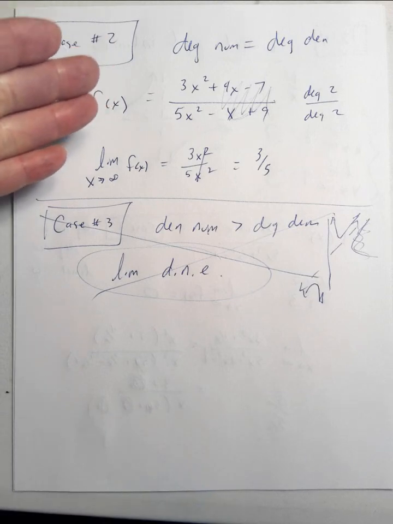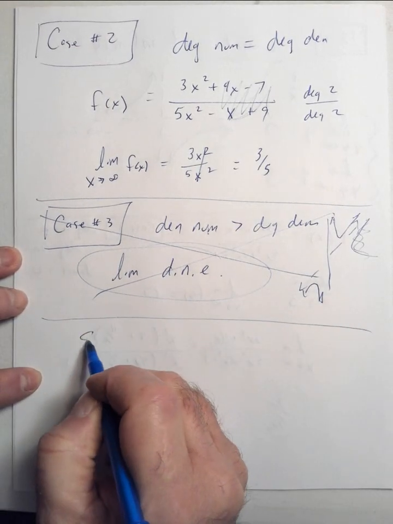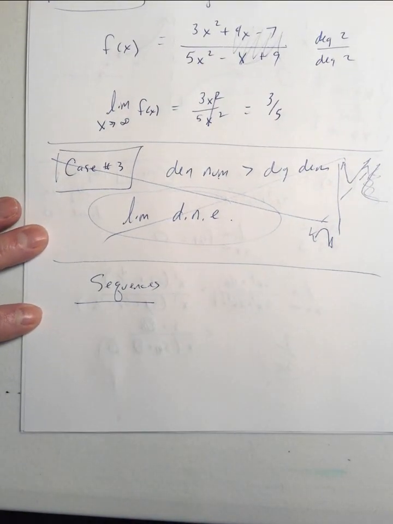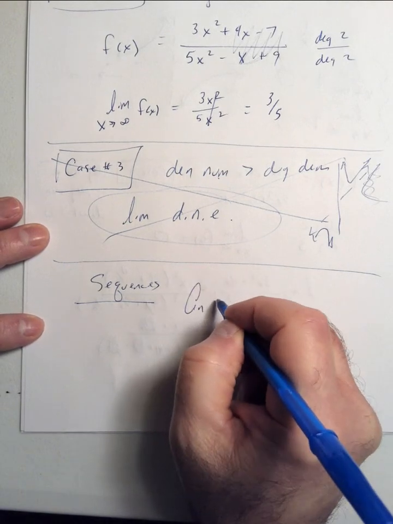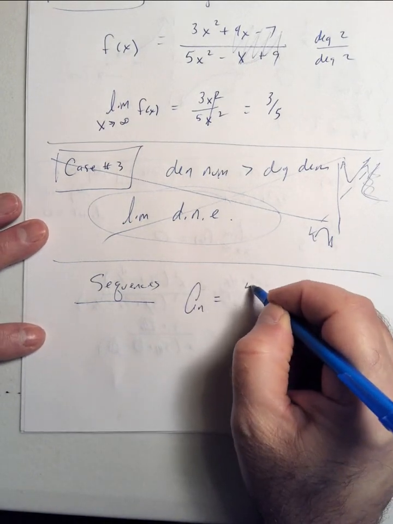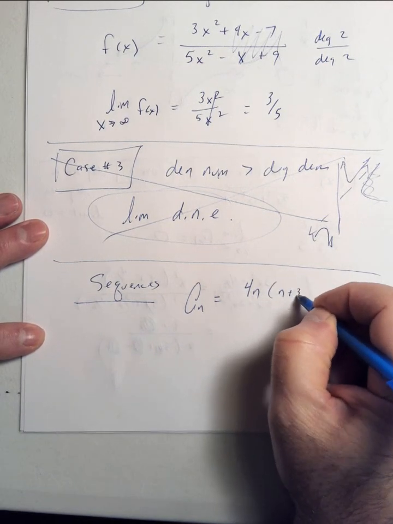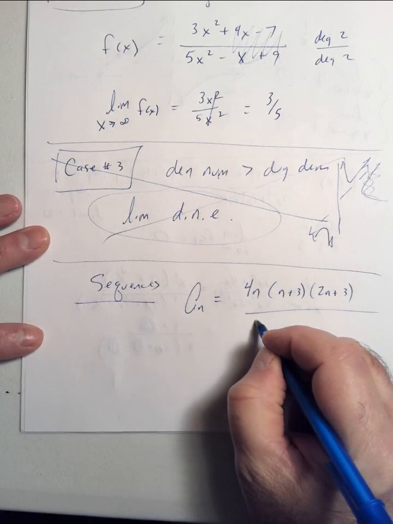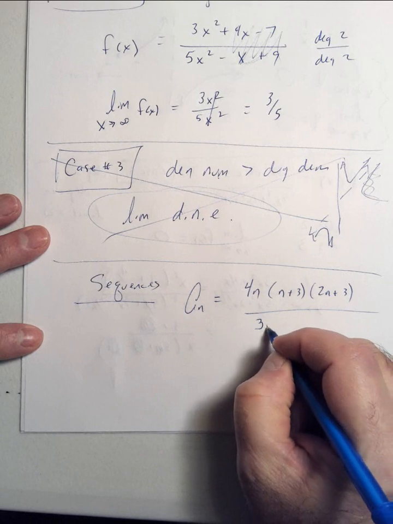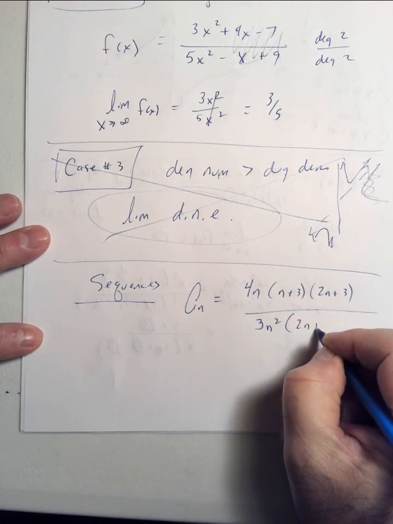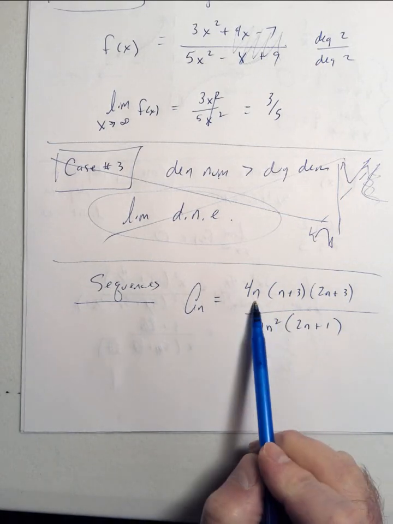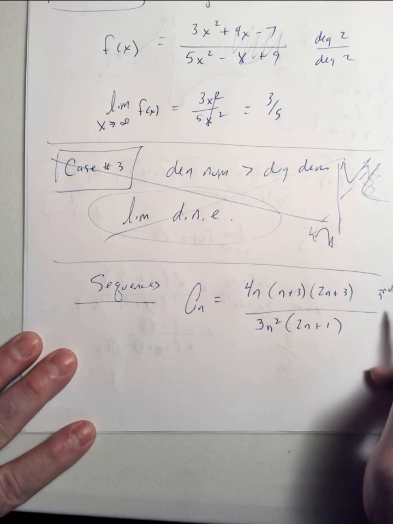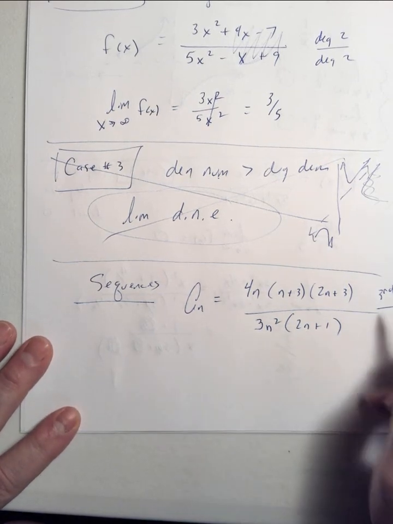And whether we have functions or sequences, no different, right? Because I could have a sub n equal to 4n, n plus 3, 2n plus 3 over 3n squared times 2n plus 1. If you notice, the degree on the top is third, it's a third degree. And the degree on the bottom, third degree.